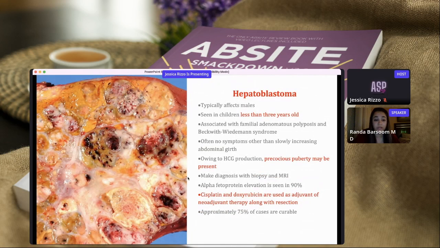Hepatoblastoma is usually in males, usually less than 3 years old. Because they have HCG production, they might result in precocious puberty. Cisplatin and then doxorubicin are usually the adjuvant or neoadjuvant therapy, and then resection is the ultimate management of these. Mostly curable, about 75% of the cases are in fact curable, and again associated with other anomalies, including familial adenomatous polyposis and Beckwith-Wiedemann syndrome. Next.